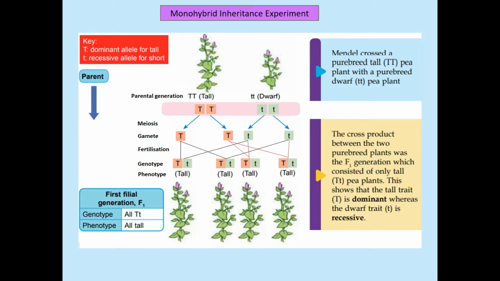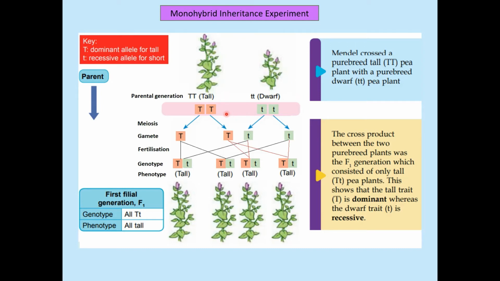Monohybrid inheritance experiments. This is based on Mendel's experiments. The dominant allele for tall is represented by capital letter T, and the recessive allele for short, or dwarf, is represented by small letter t. Mendel crossed purebred tall pea plants with purebred dwarf pea plants. So this is the purebred tall, and this is the purebred dwarf. Both are purebreds. This one we call homozygous dominant, and this one is homozygous recessive.